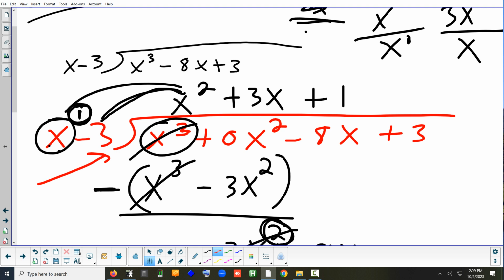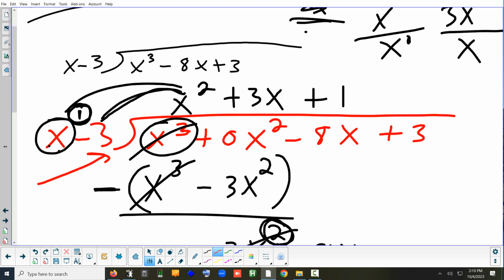It doesn't tell us anything numeric. It just tells us that this is not a factor. So if you were trying to factor x cubed minus 8x plus 3, x minus 3 is not the way to do it. That is not one of the factors.